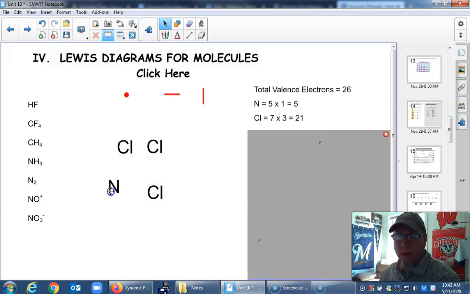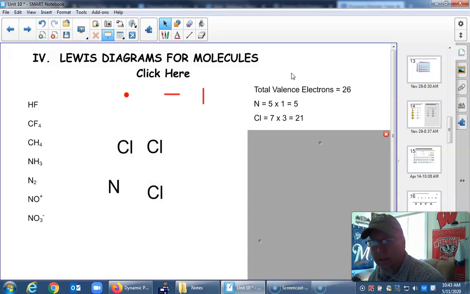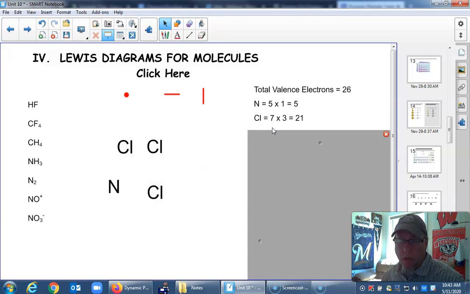So since there's only one nitrogen, that's 5 times 1, which gives me 5 valence electrons. There are 3 chlorines. 3 times 7 is 21. So that's where I get my 26 from.